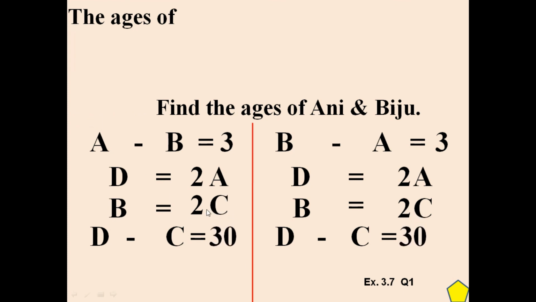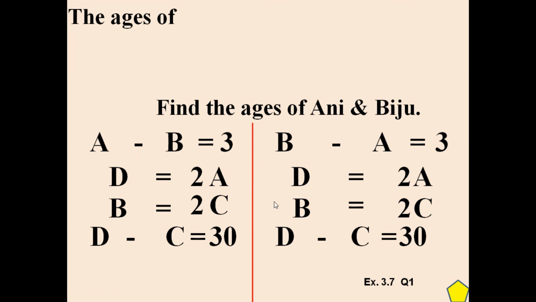Over here, it's important to note that Biju is only twice as old as Kathy, implies that Kathy has to be younger than Dharam. That is why we've written D minus C, and we are ignoring the case of C minus D here. Now, these are 4 equations, and we are only interested in the age of Ani and Biju. So that means we are going to eliminate Dharam and Kathy from this scene. And how do we do that?